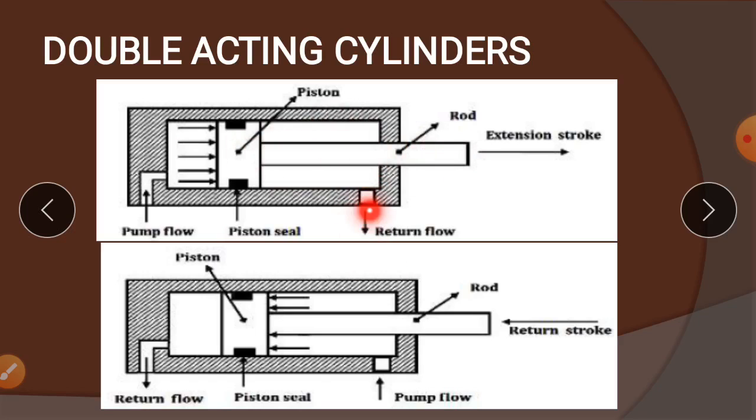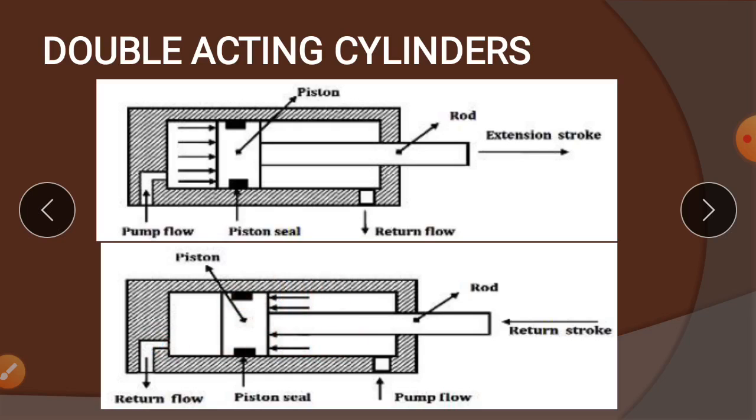The liquid is going to be sent back to the tank or reservoir. In the next stage, in the second stage, you can see here in the return stroke, the liquid is going to be transmitted from this port. Plus the input takes place here. The liquid will be filled in this gap. It will pressurize the piston to move left side.